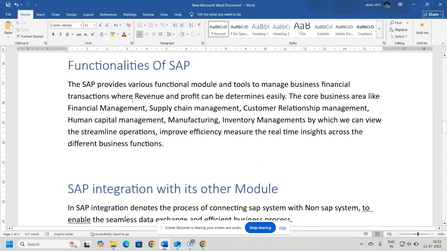Now, the functionalities of SAP. SAP provides the various functional modules and the tools to manage the business financial transactions, where revenue and profit can be determined easily. Means SAP has provided functional modules, where the user will be guided to the end user.